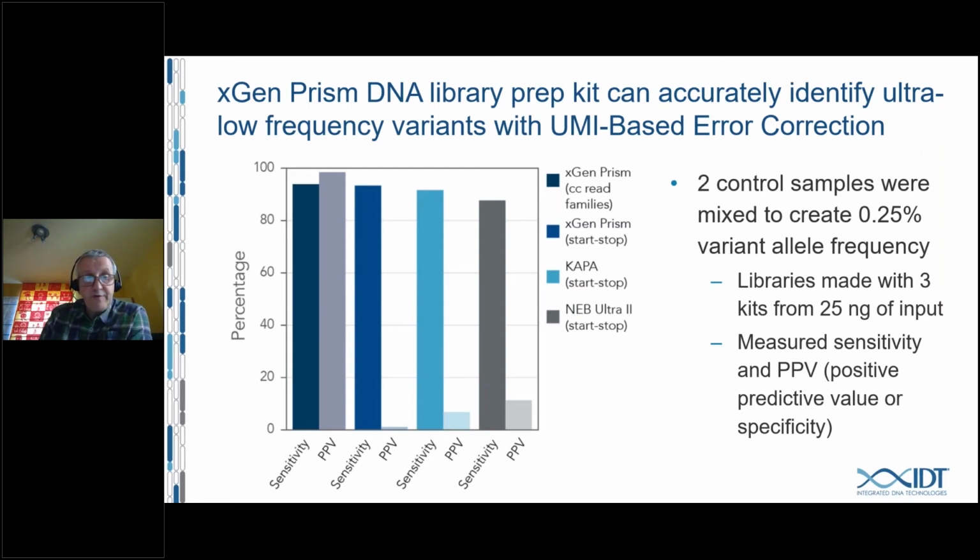The real benefit comes from the specificity, so the larger positive predictive value, because thanks to the molecular barcodes, and I think Ben will cover that more in his presentation, we can perform error correction and remove the majority of the false positives that have been called.